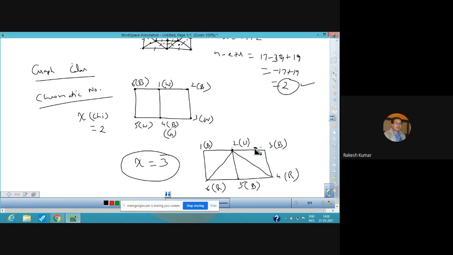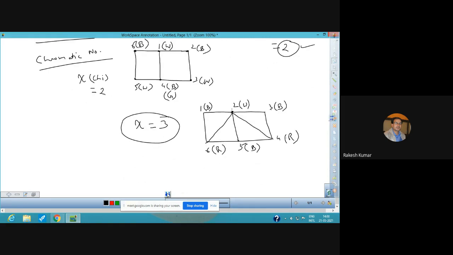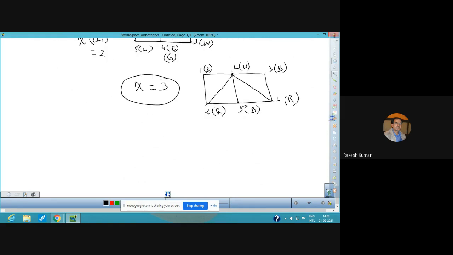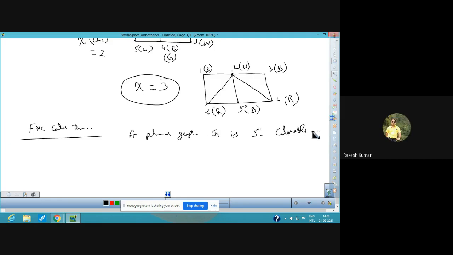This is the way of finding out the chromatic number. And related to the chromatic number term, we have a 5-color theorem. 5-color theorem says that a planar graph G is 5-colorable. Now, what does it mean?